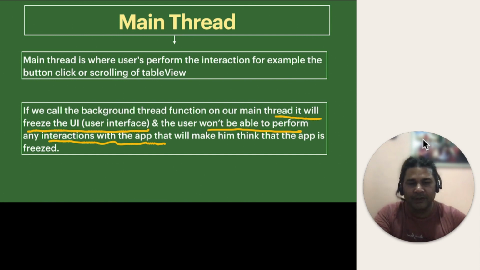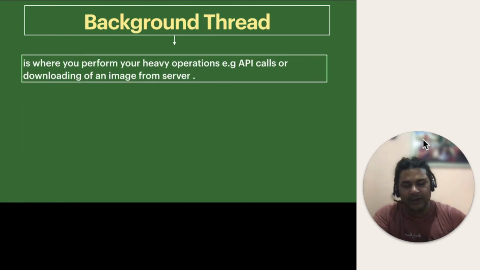For background operations, like getting something from the server or downloading something from the internet, we should not perform them on the main thread. We should always apply them on a background thread, because otherwise the UI freezes and the user cannot interact with the application. So what are background thread operations? They are where you perform your heavy operations like API calls and downloading an image from the server. All these types of operations we always perform on a background thread.